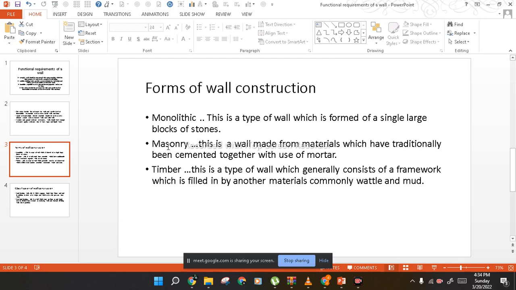Thank you very much. Maybe practically I can show you. Don't worry, I'll be able to show you in our next class. That is monolithic, how it is constructed, and then masonry, how it is constructed, and about the timber.